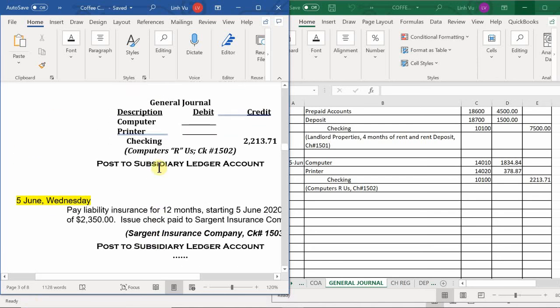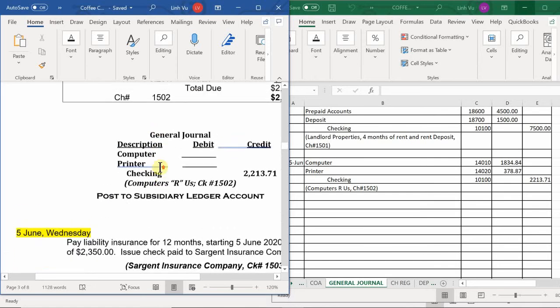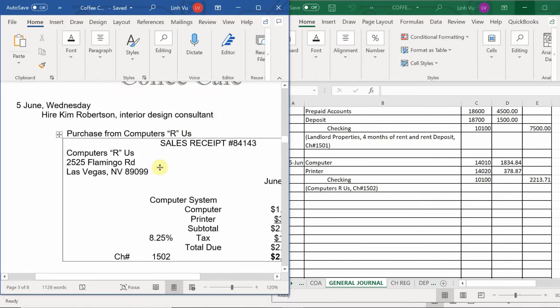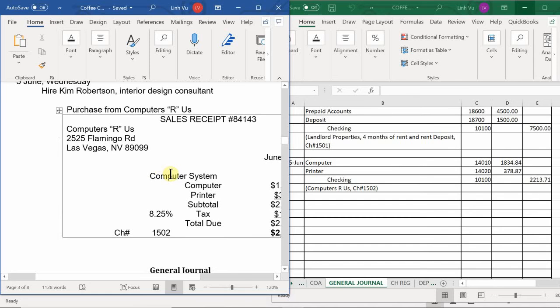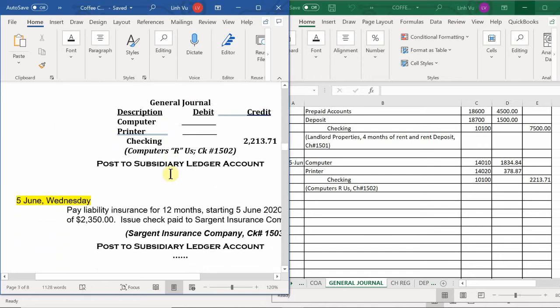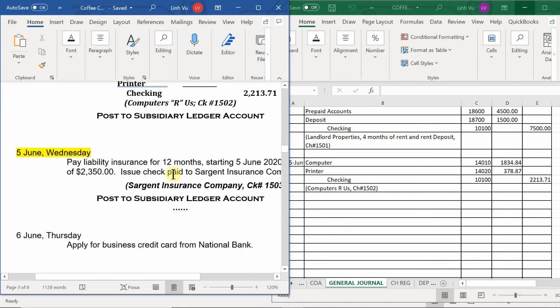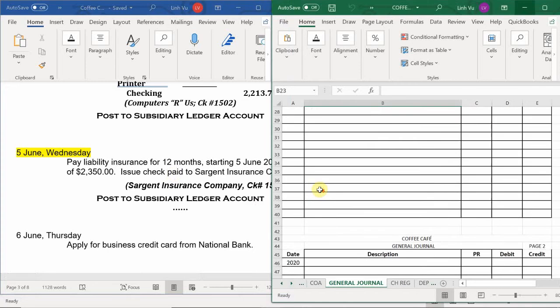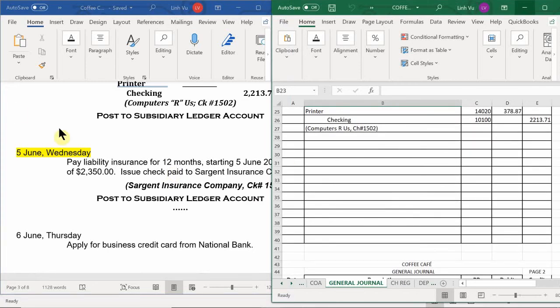This is where we left off yesterday, right? We finished recording the purchase of a computer and a printer. We distributed the taxes on there, so we already recorded it. We did the journal, the ledger, and the subsidiary ledger. So this is where we're going to continue. It is going to be the same day, but let's see what happened here.